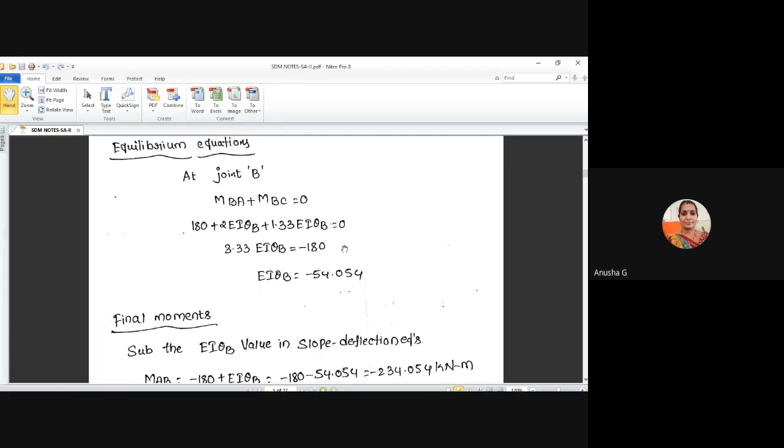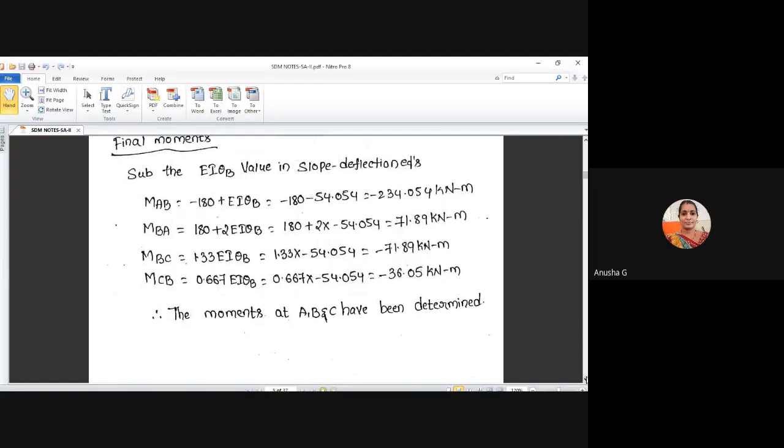Now we will substitute the EI theta B value in our slope deflection equation. Okay. Then we will get the final moments. Final moments: MAB equals minus 234, MBA equals plus 71, MBC equals minus 71, MCB equals minus 36. And then you have to check, wherever the joint is there, in that joint we'll get the same value. MBA and MBC will be the same. This is our check whether the procedure we are doing is correct or not. If you get MBA equals MBC, the correct value, then our procedure is correct. Whatever we are doing is correct.